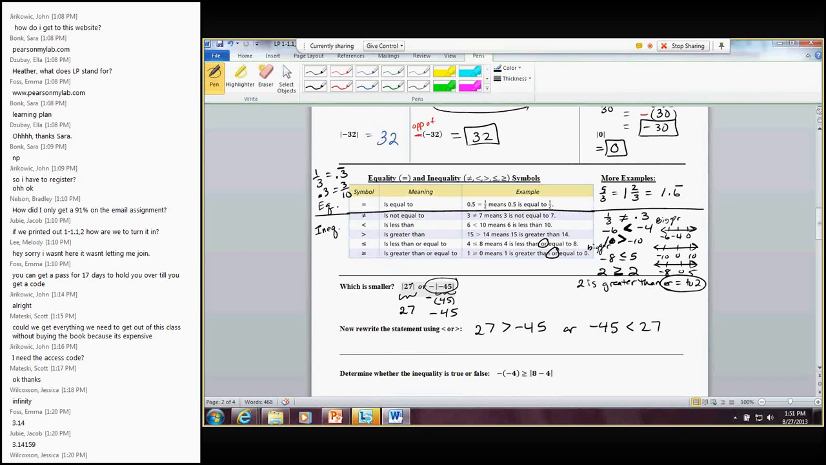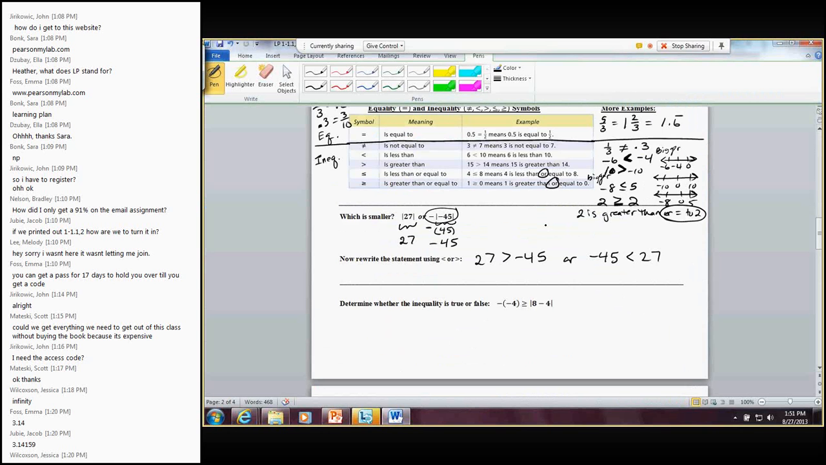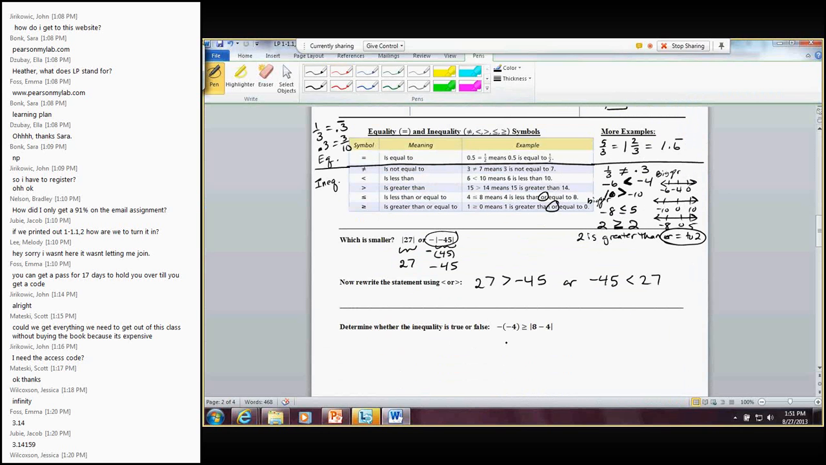I scroll down on page 2. Is it true or false? So again, you're kind of working each side of the, and I think I have to stay on this one page for it to not act weird. But you're going to work on this side first.